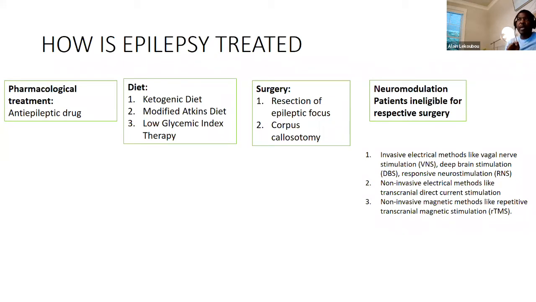And this is where the stereo EEG comes into play, because you need to go exactly where the seizures are coming from, what we call the seizure onset zone in the brain. And you want to go and remove that part of the brain.